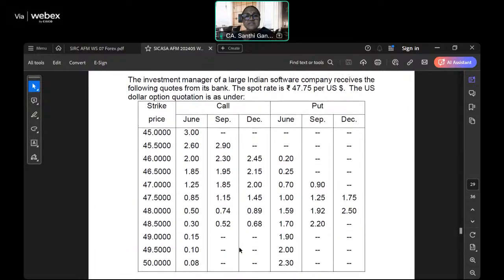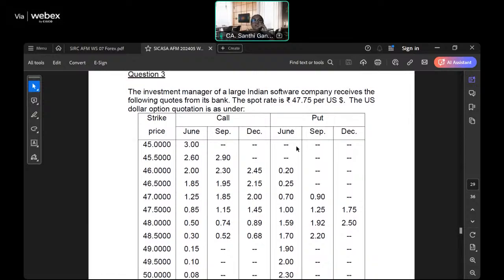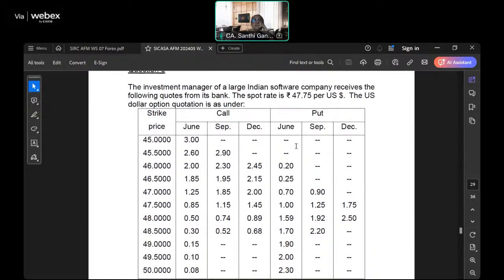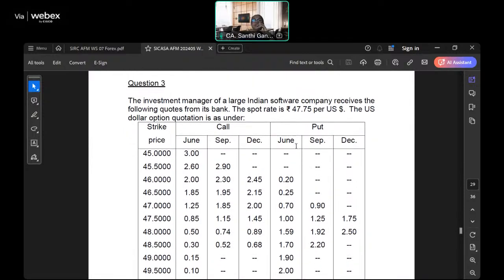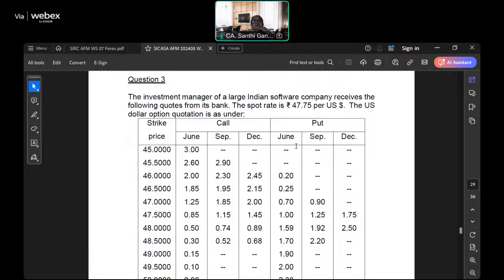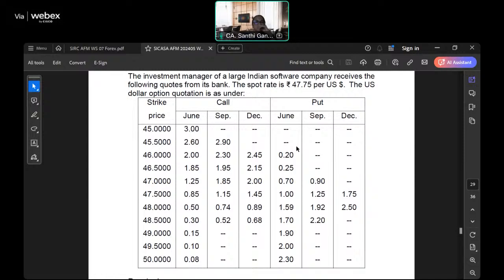Now let us look at the question. What does the question give me? The investment manager of a large software company receives the following quotes from its bank. Spot rate is given, 47.75 per US dollar. Then the US dollar option quotation is as under: call option, put option. The first column is about the various strike prices.